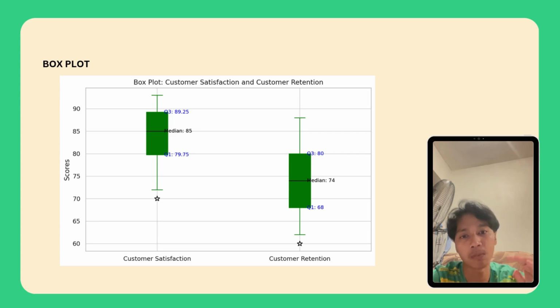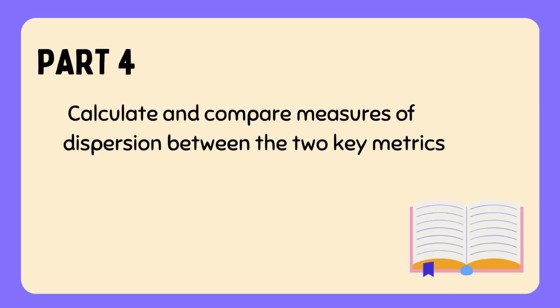Satisfaction scores are higher and more consistent, while retention scores are slightly lower and have a wider spread. So you can see right away where things are strong and where they might need improvement. That is the beauty of using box plots. They make data easier and ready to explain.